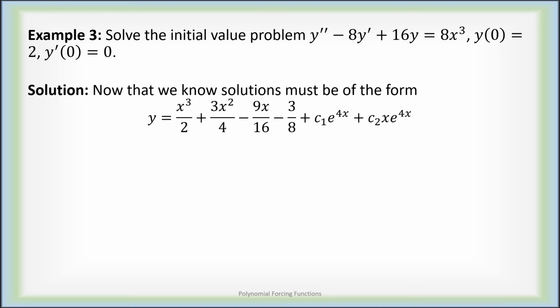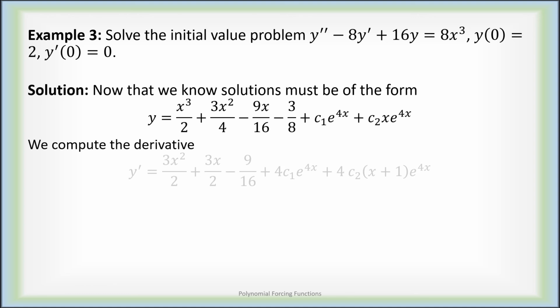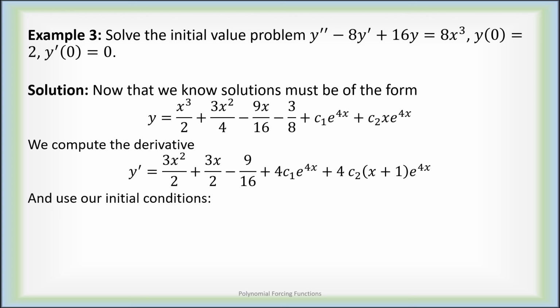Well, having found what all solutions must look like, now we can turn our attention to the initial values we were given. Well, its first derivative is 3x squared over 2 plus 3x over 2 minus 9/16 plus 4c1 e to the 4x plus 4c2 x plus 1 e to the 4x. Our initial conditions were that y of 0 is 2. So taking our first expression up here, setting this equal to 2 and plugging x equals 0, this vanishes, this vanishes, this vanishes, negative 3/8. This vanishes, and e to the 4 times 0 is just 1. So we pretty directly find a value for c1.